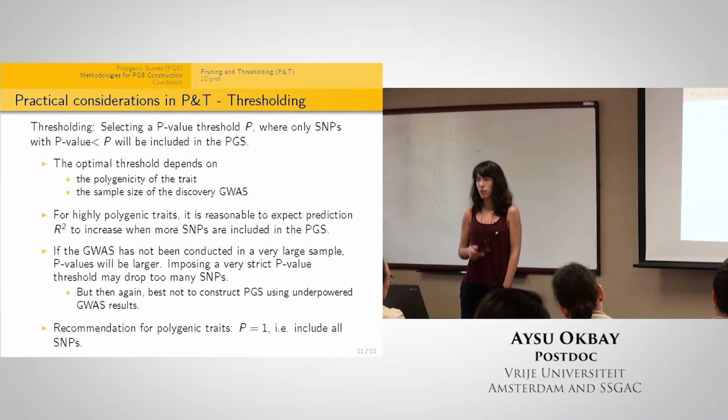It also depends a little bit on the sample size of the discovery GWAS, because if you have a GWAS on 10,000 individuals, nothing's going to be significant, for example, and you're not going to have any SNPs below genome-wide significance, so you're not going to predict anything. But then again, it's best to, of course, not construct PGS using underpowered discovery samples.